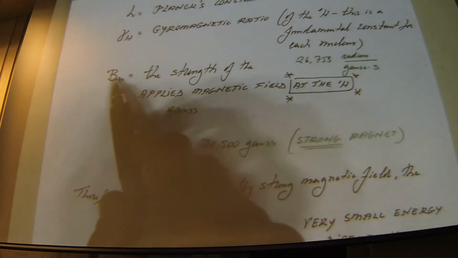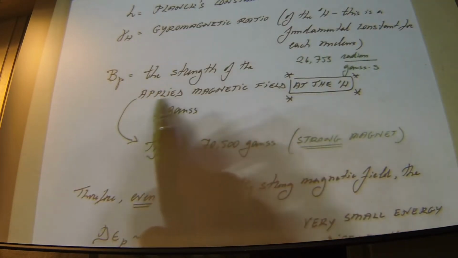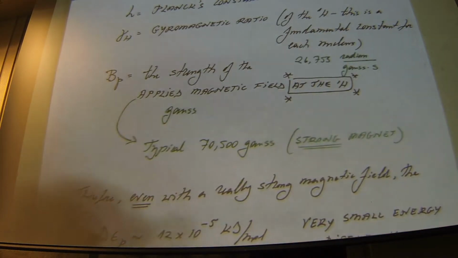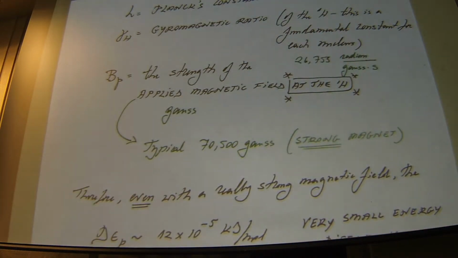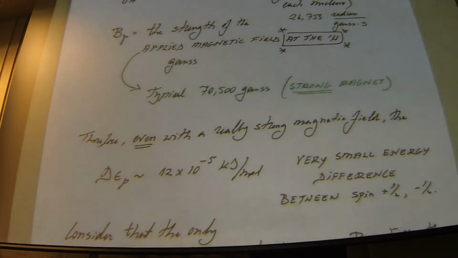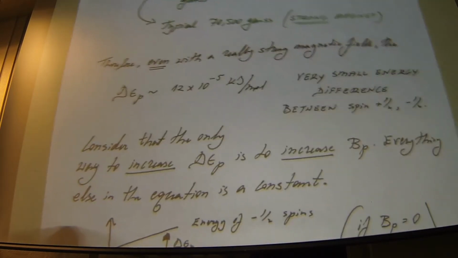And then B sub p is the strength of the applied magnetic field at the proton. Now, this is going to become very, very important. We're not talking about just the applied field. We're talking about the field that the proton experiences, and those are not going to be the same. So we'll make a big deal of this in a bit. Now, I give you these numbers. At home, you can take out your calculators and multiply things out.